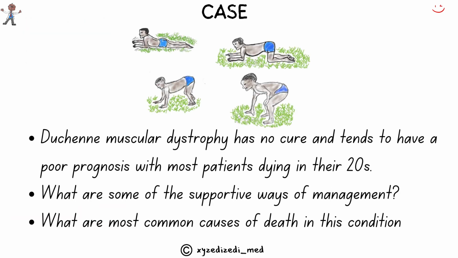Duchenne muscular dystrophy has no cure and tends to have a poor prognosis, with most patients dying in their 20s. What are some of the supportive ways of management? What are the most common causes of death in this condition? Pause here and answer the questions.